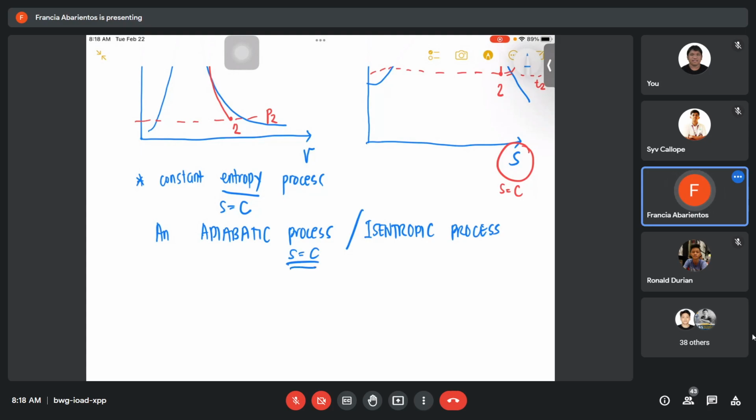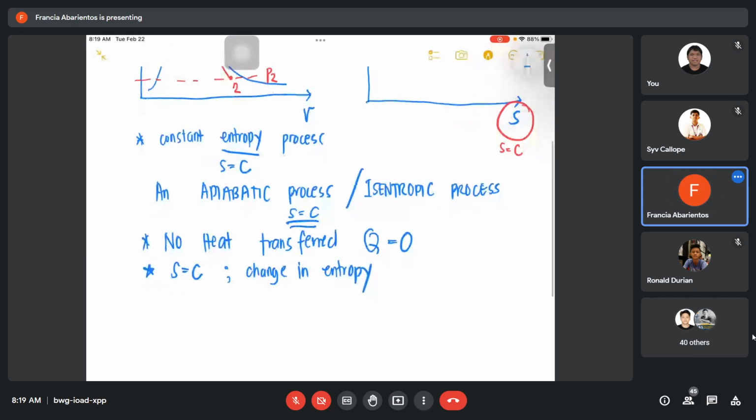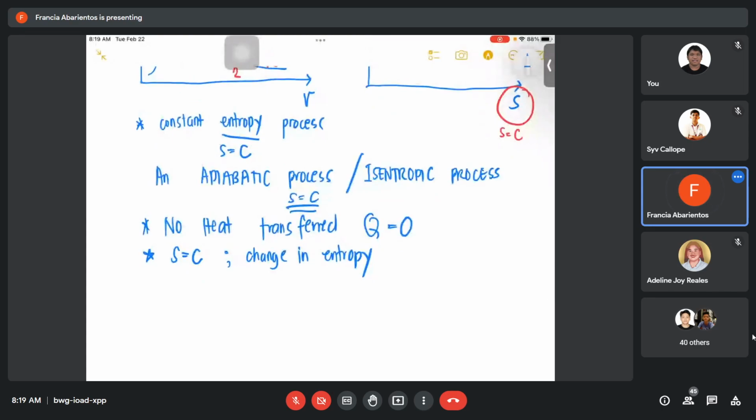In an isentropic process class, pag sinabi sa problem na adiabatic process or isentropic process, automatically there is no heat transfer. Okay? Automatically, yung Q natin, yung heat natin, is equal to 0. And also, since entropy natin is constant, the change in entropy is always equal to what class? The change in entropy? 0 of the substance. Okay, thank you. So it's always 0. So automatically we have the change in S equal to 0. Yan. So meron na tayong basihan pag sinabi sa problem na adiabatic process or an isentropic process.